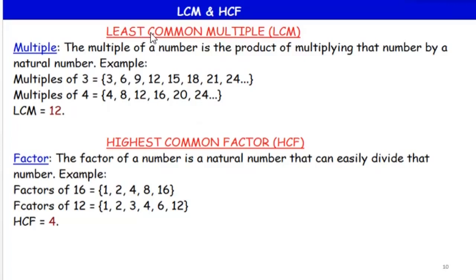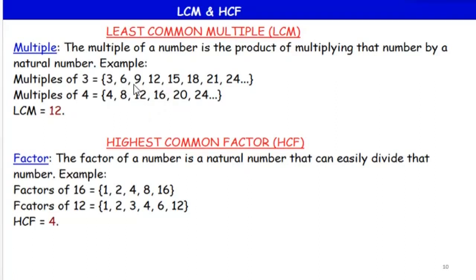So when we talk of the least common multiple, all we are saying is that we are comparing the sets of the multiples of two or more numbers, and then identifying the least amongst them. First of all, we have to identify the common multiples, that is the intersection of these two sets. Afterwards, we look at the least or the smallest amongst the common multiples.